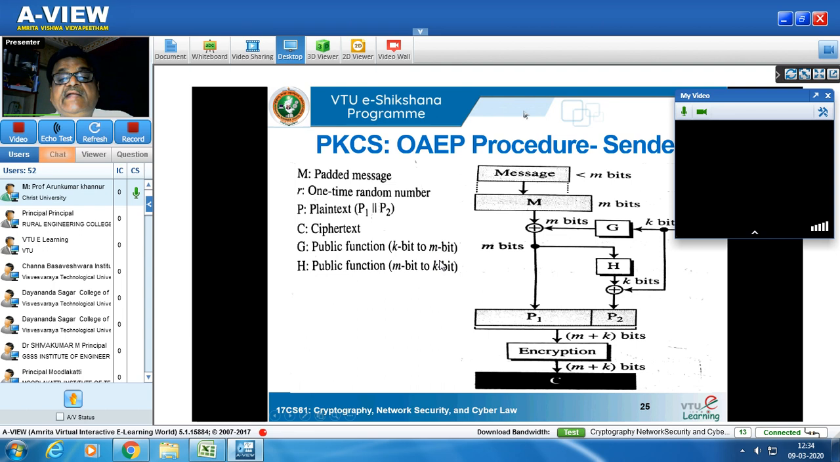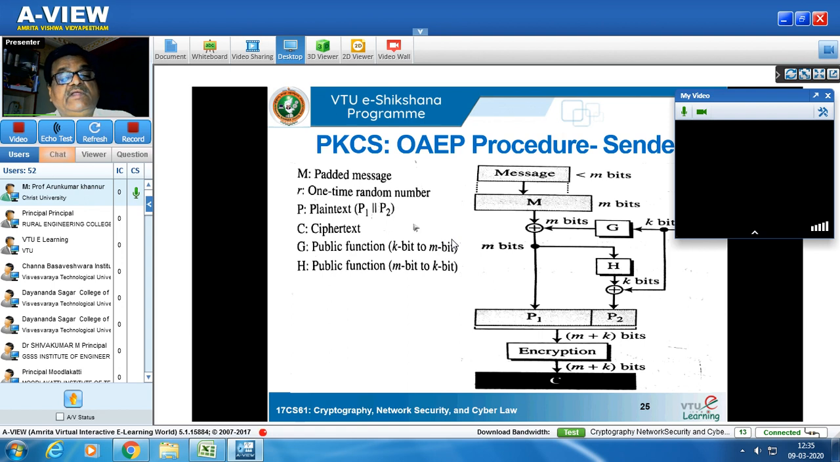Then a one-time random number R. Once the message comes in, how is it getting converted using the one-time random number? After that, how are we going to pad the plain text P1 with P2, arriving at the ciphertext, and then transmitting it over?